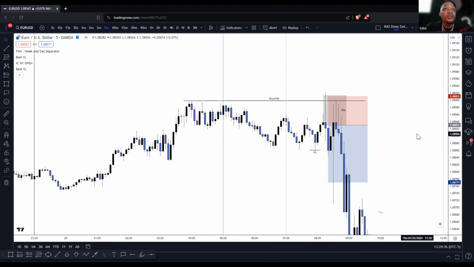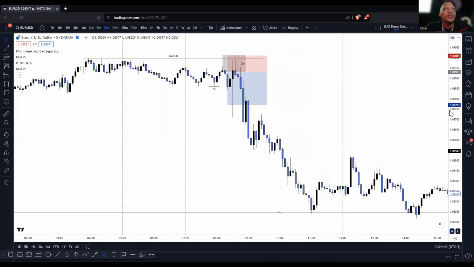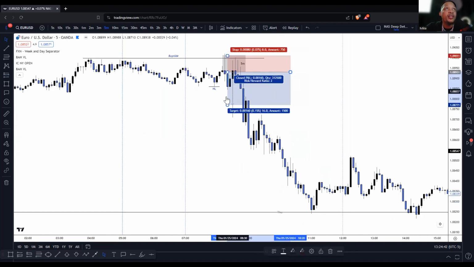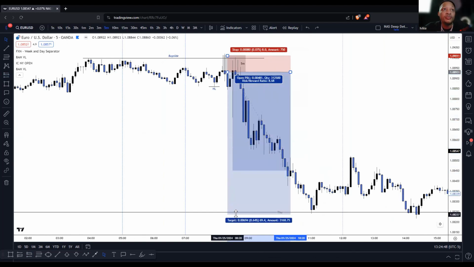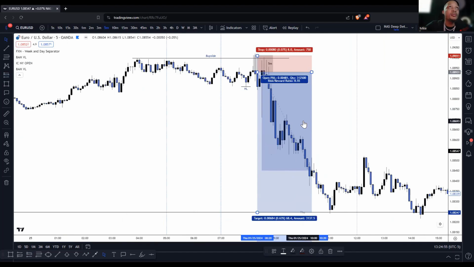Sell trade, you can see this market, once again, goes violently down to the target. Now, if you would have held this trade, you would have had a 68 pip move. Now, think about this. Think about this.